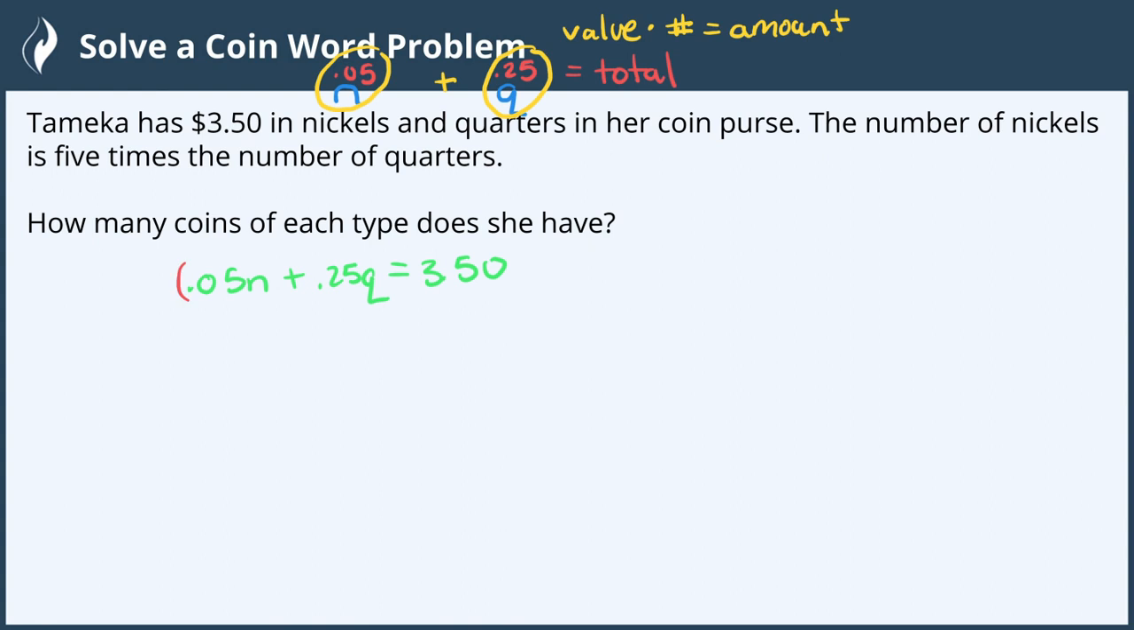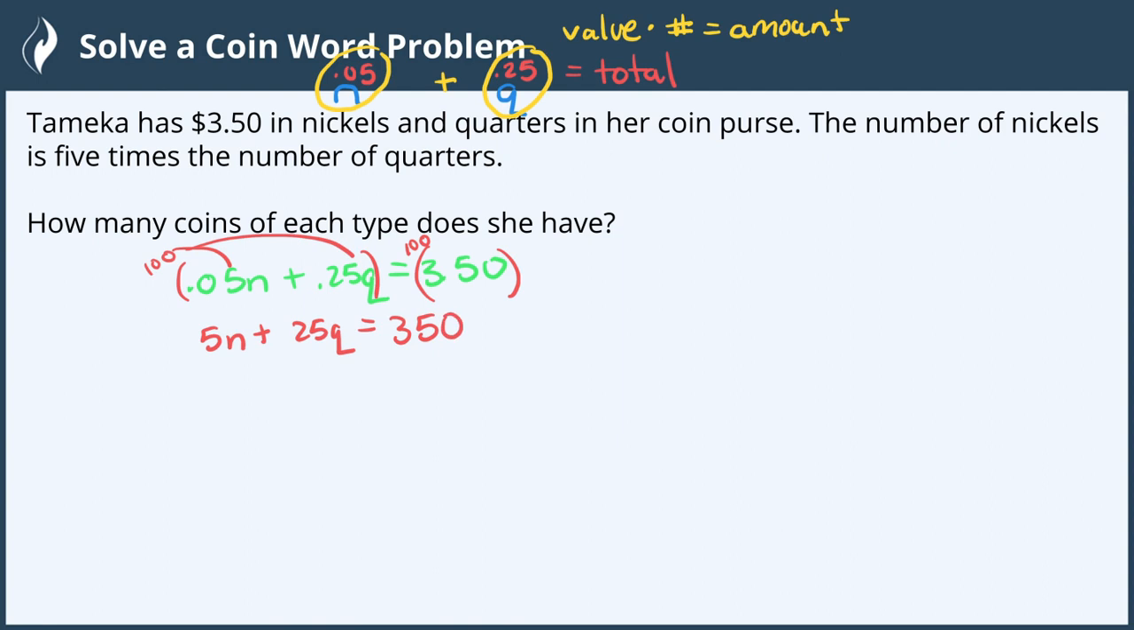Decimals can sometimes be messy, so let's go ahead and get rid of them by multiplying both sides by 100. On the left side, we'll do the distributive property, which gives us 5N plus 25Q equals 350.